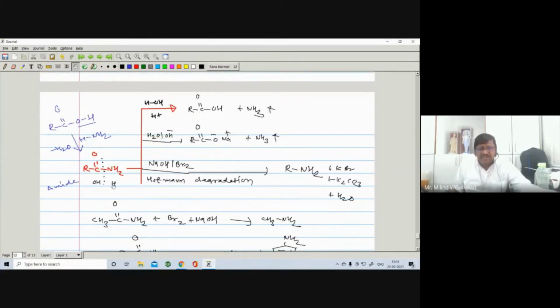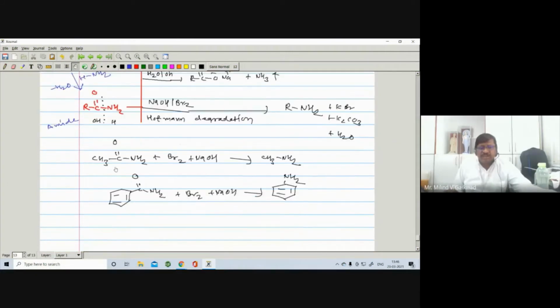And the next reaction is the reaction of amide with alkali NaOH and Br2 bromine, it undergoes Hofmann degradation reaction. So there is a decrease in the number of carbon atoms. It is also called a step down reaction. So amide to amine takes place. Here there were two carbons, but here there is only one carbon. So it is called a step down reaction.